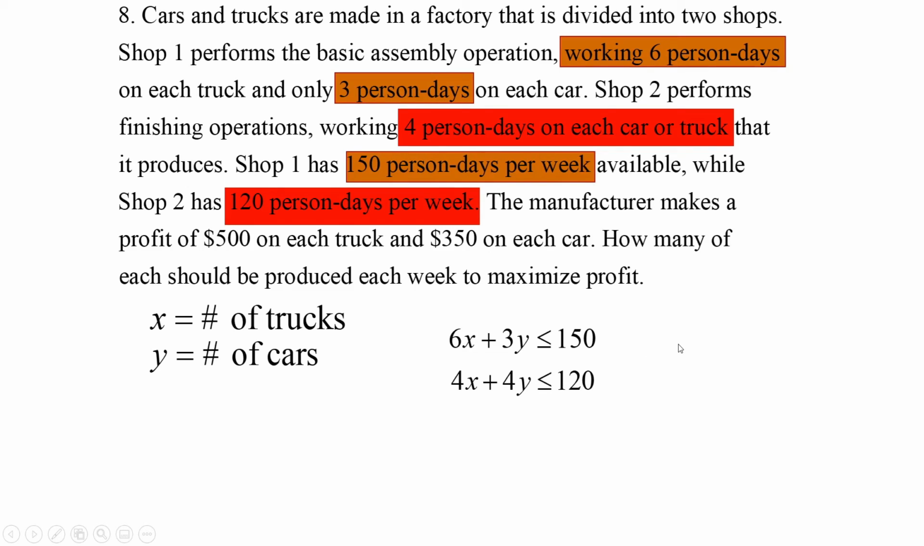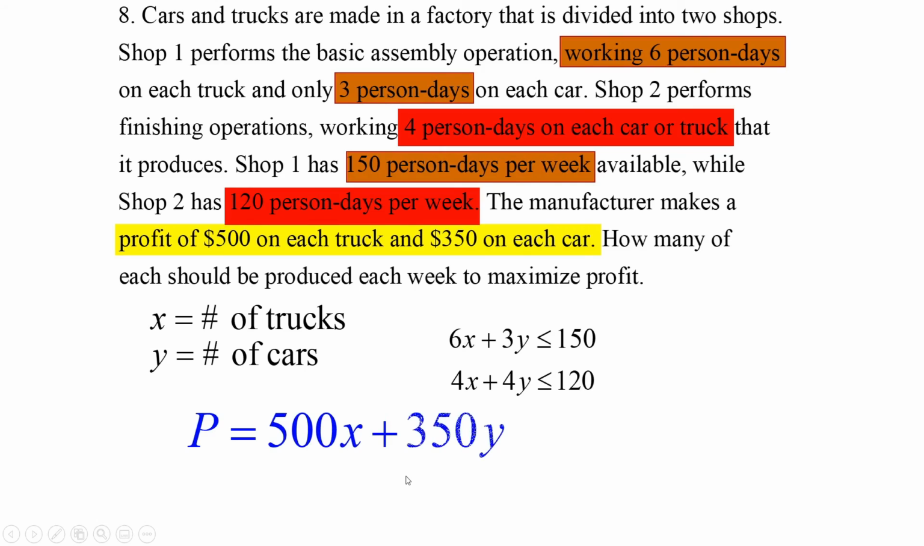And there are my 2 constraints. Now if I can graph those boundary lines and find my feasible region with corner points, I'm going to be able to maximize the profit. And by the way, what is the profit? The manufacturer makes a profit of $500 on each truck and $350 on each car. So wouldn't that be profit equals 500x plus 350y? Why, yes. And how many of each should be produced each week to maximize profit? So we're going to maximize profit.